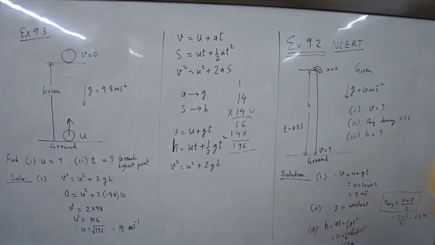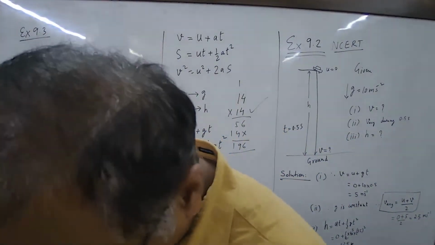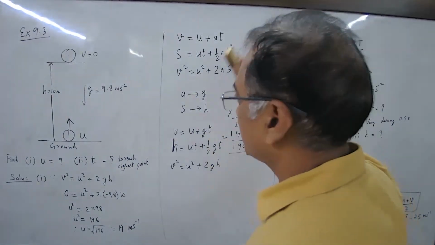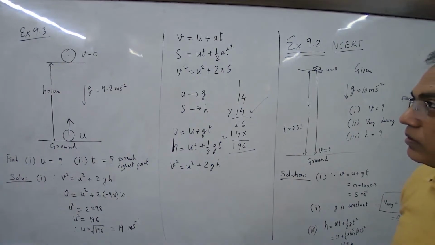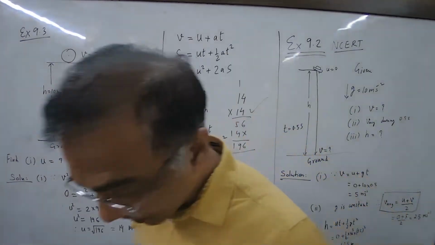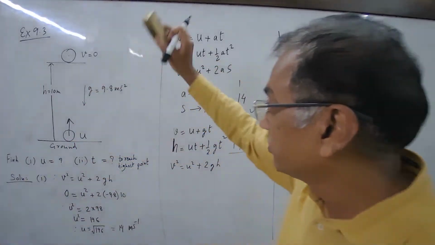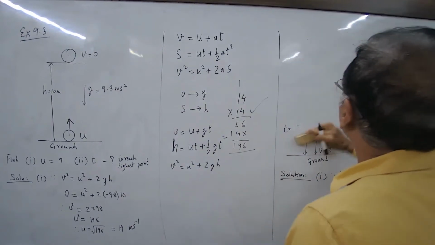Okay, 14 into 14 is 196, so what will the root be? Okay, how high is the ledge from the ground? How will it be found? Oh, I mixed it up. Next question, sorry. Time. You have to find how much time does it take to reach the top. Okay. So now how will you find out?